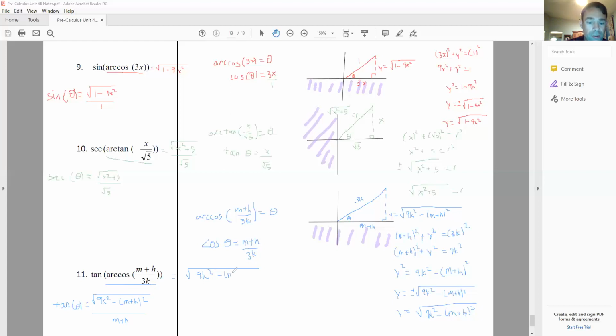All right, friends, so this is Arctrig, and then also trig compositions. They go together.